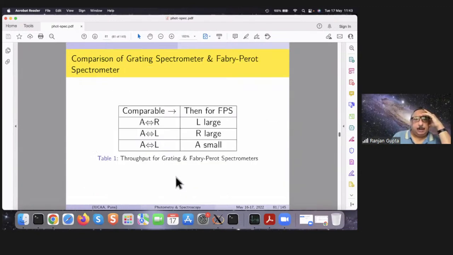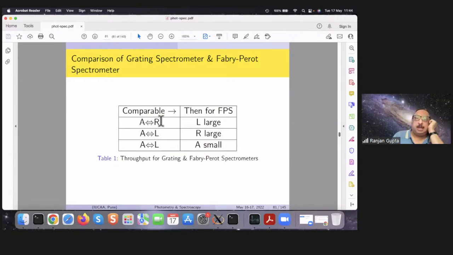So let us see some comparison. Now, this kind of work you will not find in any book because several years back during my PhD, I developed a Fabry Perot instrument and I had prepared all this work. So it's a good information for you, which you will not easily find in a book.